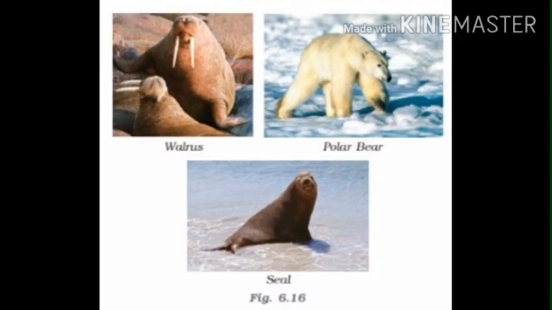First one is desert vegetation. Another one is tundra vegetation. First one is what? Desert vegetation. Another one is tundra vegetation. First we'll see desert vegetation. What are the characteristics of desert vegetation, children?